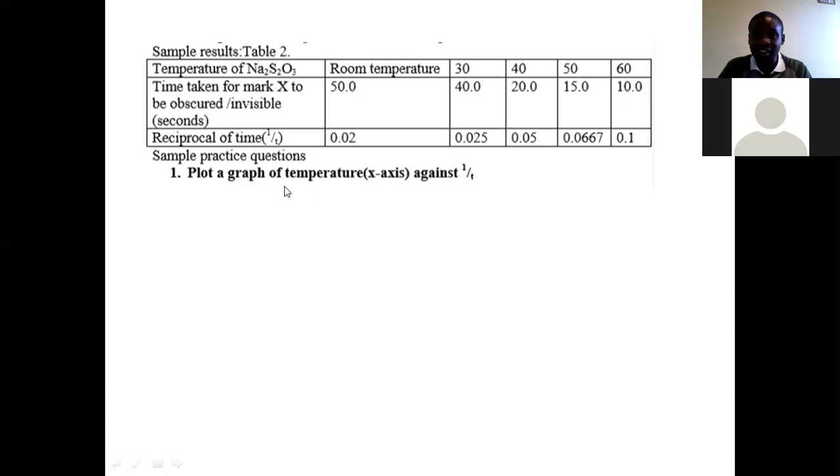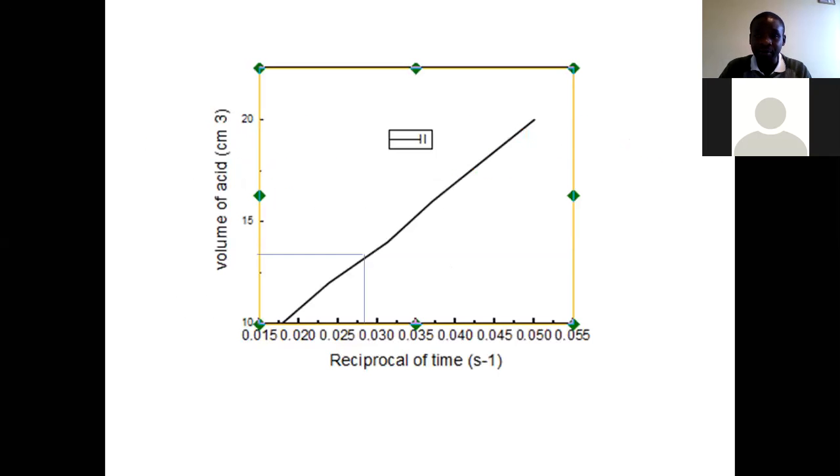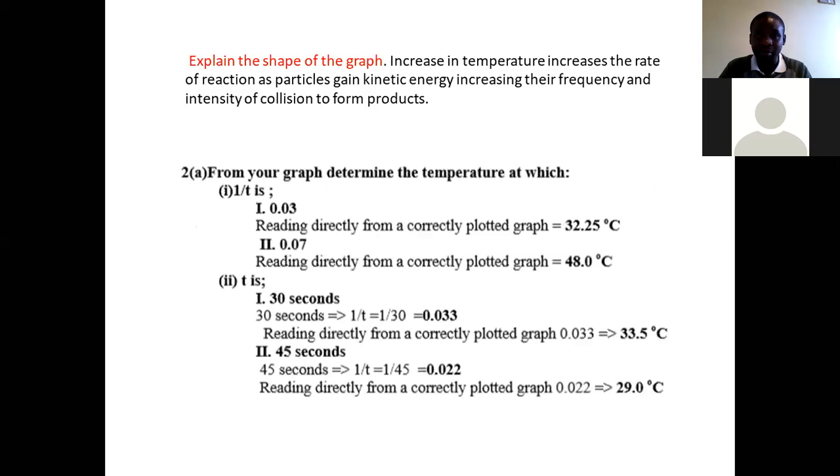So as an assignment, students try to plot a graph of temperature against 1 over T, which is the rate of the reaction, just like the one which I did previously here. You are expected to get a line similar to this one here for temperature. So try to plot that graph and see what you get as an assignment.